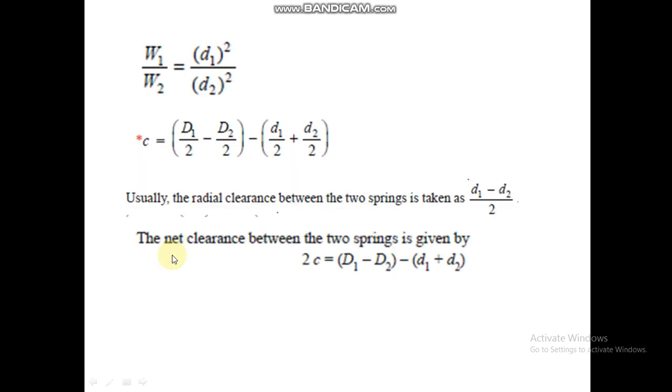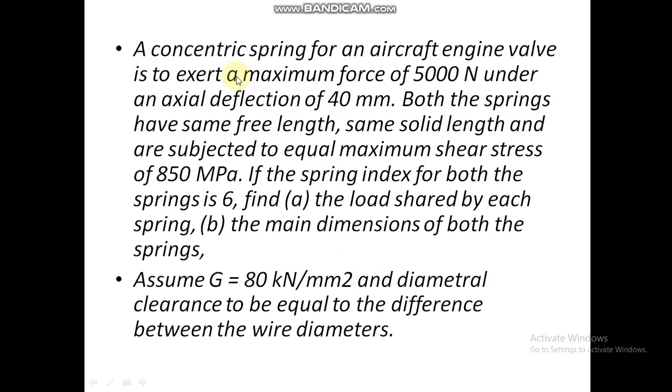So here is the formula: D1 by 2 minus D2 by 2 minus d1 by 2 plus d2 by 2. Usually the radial clearance between springs is taken as d1 minus d2 by 2. It is also a formula. So for the net clearance, if you take 2 on the left side, you will be left with 2C is equal to D1 minus D2 minus d1 plus d2.